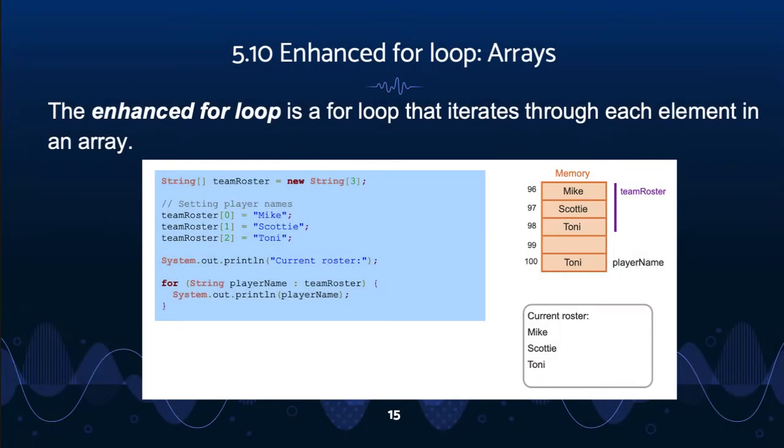And the last example we have is the enhanced loop. This is basically more in depth. In this example we have index 0 to 2, where 0 is Mike, 1 is Scotty, and 2 is Tony. Next, they print the current roster, and then we print the string team roster accordingly, from top to bottom: Mike, Scotty, and Tony.